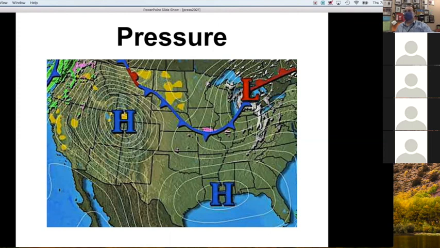Pressure is what tells us the weather. It's the most important thing we study in weather. Pressure. High, sunny, low, rainy.